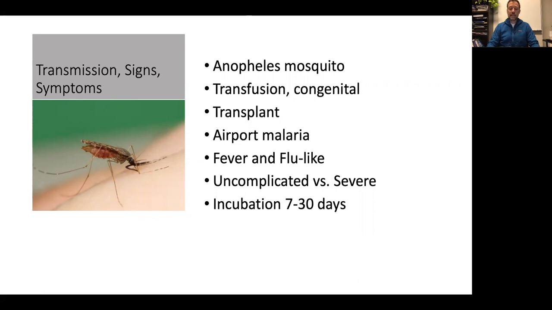Vivax and Ovale can have dormant liver stage parasites and can reactivate months after exposure. The incubation period ranges from 7 to 30 days, and shorter periods are associated with falciparum, and the longest is malariae. Long delays between exposure and symptoms can result in missed or delayed diagnosis.